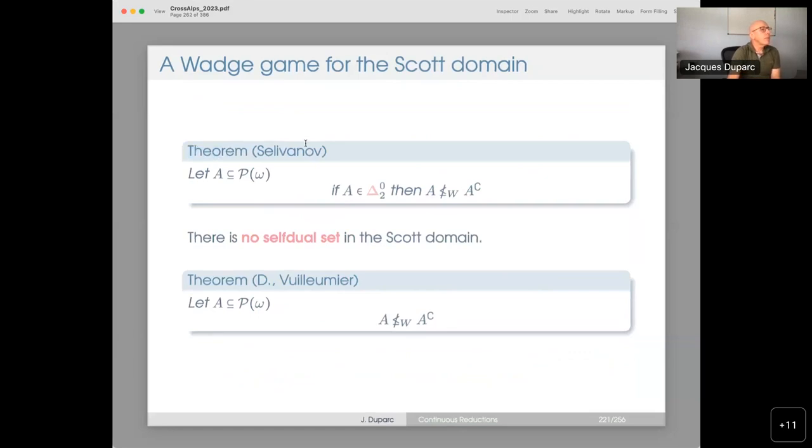Viktor Selivanov has proved that if A is a set of subsets of the integers, if A is Delta 0 2, then A is non-self-dual. It does not reduce to its complement. In fact, using this game, you can show that whatever A we consider, A is non-self-dual.